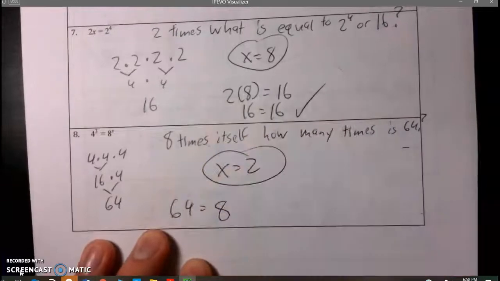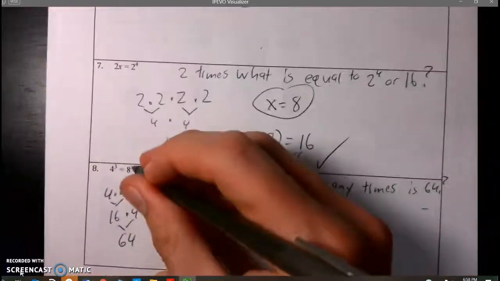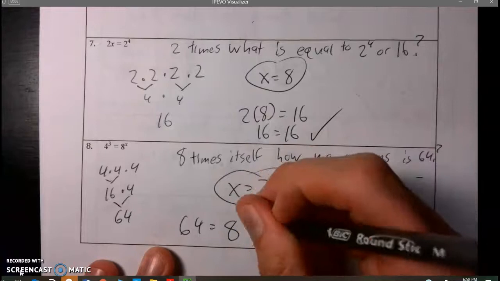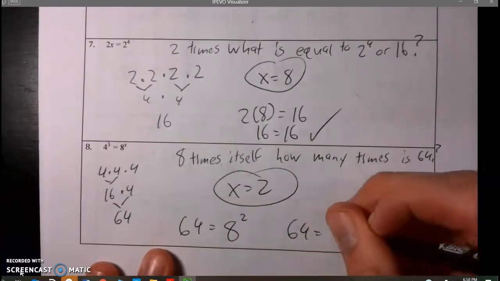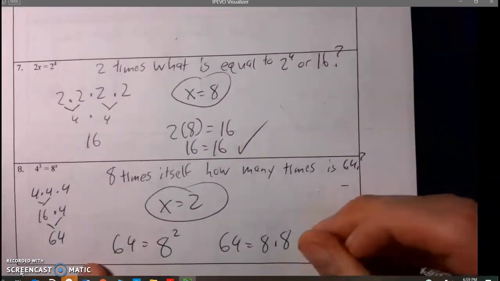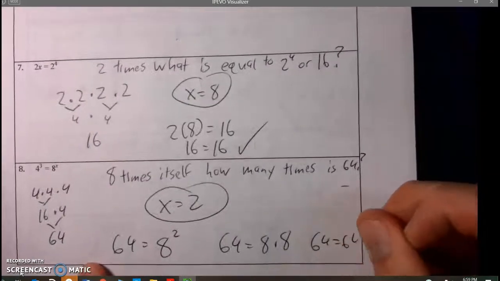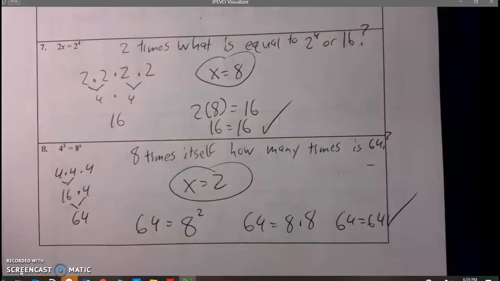So if we substituted that in, so instead of having that x there, we're going to place in this value to check our work. And if we rewrote that in expanded form, that would be 8 times 8, which we know is in fact 64, so it checks out.